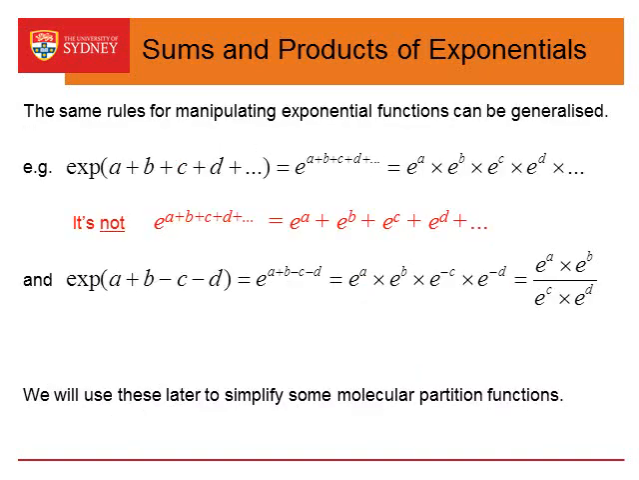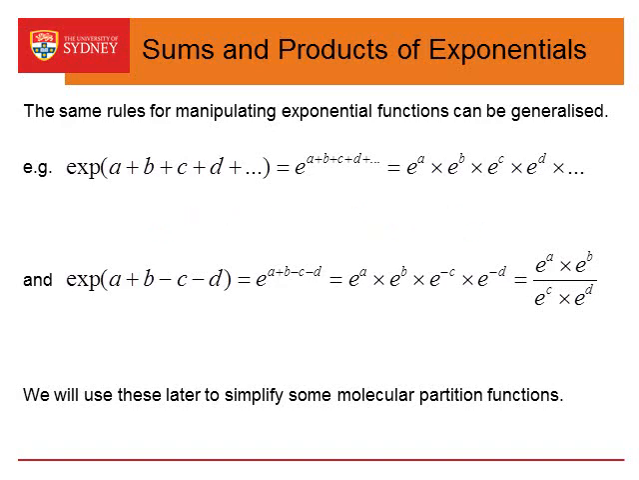Now the same rules for manipulating exponential functions can be generalized. e to the a plus b plus c plus d plus etc. is equal to e to the a times e to the b times e to the c times e to the d, etc. It's not that e to the a plus b plus c plus d equals e to the a plus e to the b plus e to the c plus e to the d. They're not equal to each other. Let's not see that again.